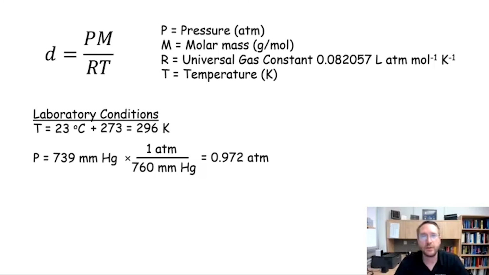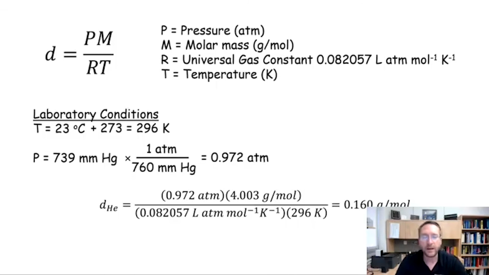I'm just going to do two calculations for you. I'll do the calculation for the helium gas. So helium has a molar mass of about 4 grams per mole. And so if we plug in all of these values into the equation that you see here above, our density is going to be 0.160 grams per mole. So it's a very low density, and of course we saw our helium balloon fly all the way up to the ceiling.